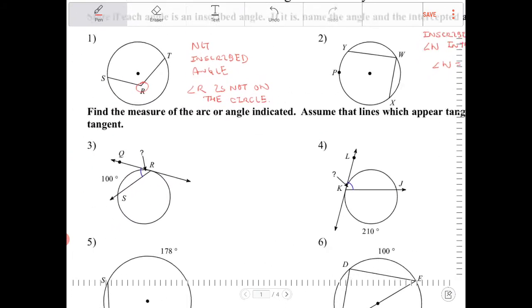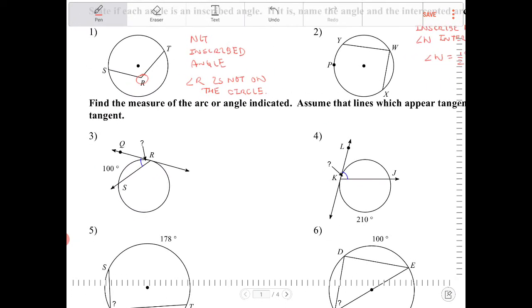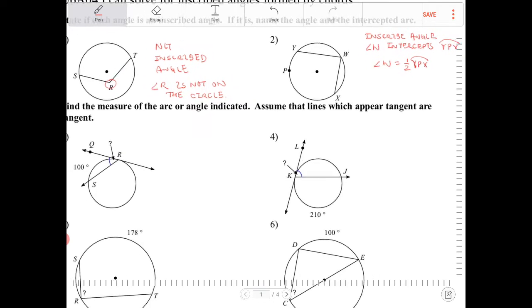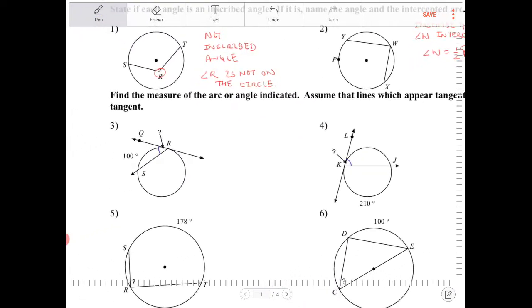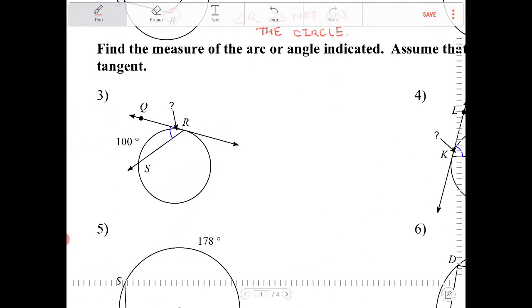Okay. Find the measure of the arc or angle indicated. Assume that lines which appear tangent are tangent. So this line here definitely appears to be tangent, so we're going to assume that it's tangent. Since I'm told what the intercepted arc is, and that's 100 degrees, angle QRS will therefore equal half of that, so that's 50 degrees.